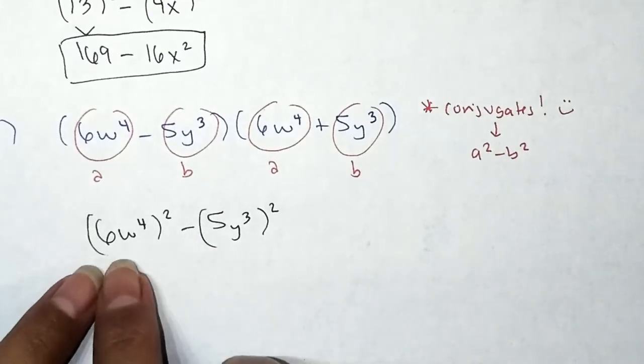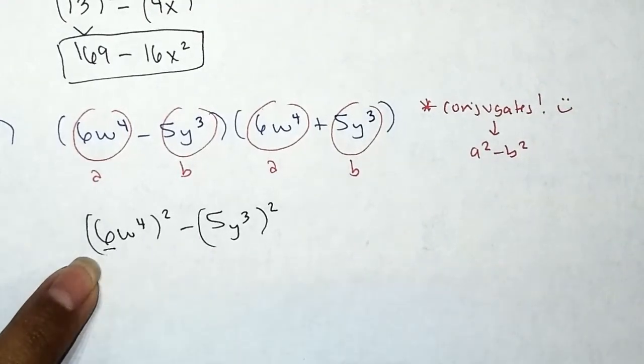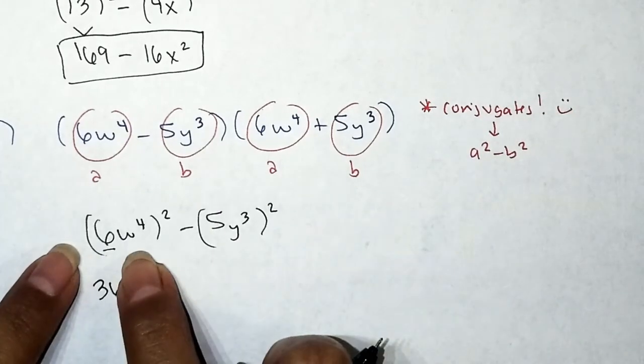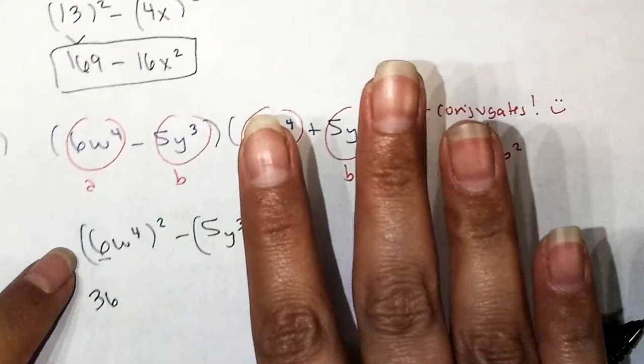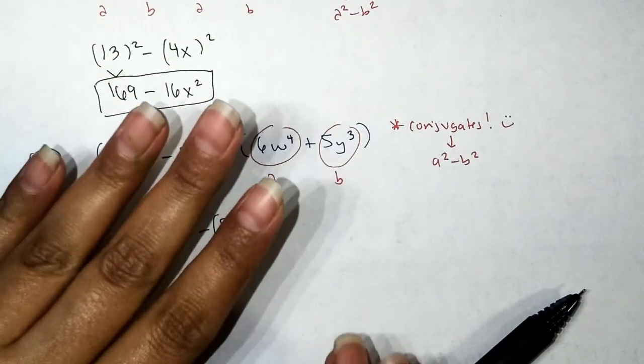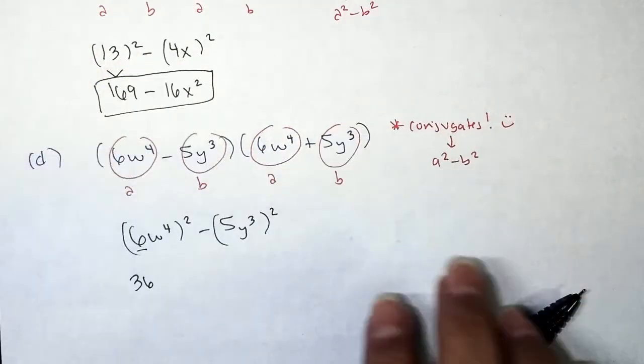So when we square 6 times w to the 4th, let's do this. The square of 6 times 6 is 36. And the square of w to the 4th, w to the 4th times another w to the 4th. How many w's are we multiplying? 8. Yeah, I know you like my fingers. Cool.